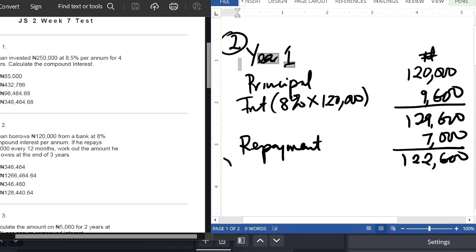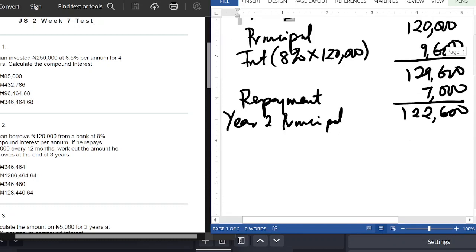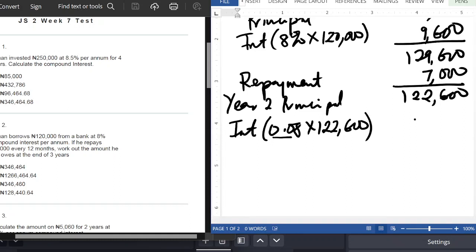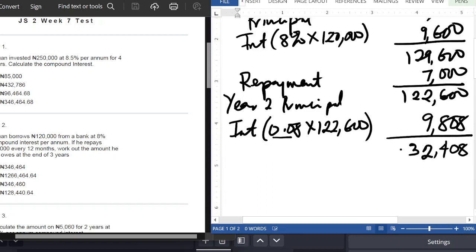So this will be the year two principal. We then add interest again, which is the same thing: 0.08 multiplied by 122,600. This is the rate, 8%. So we calculate that again. 0.08 multiplied by 122,600 gives 9,808. So we add this to this, and this will give 132,408.